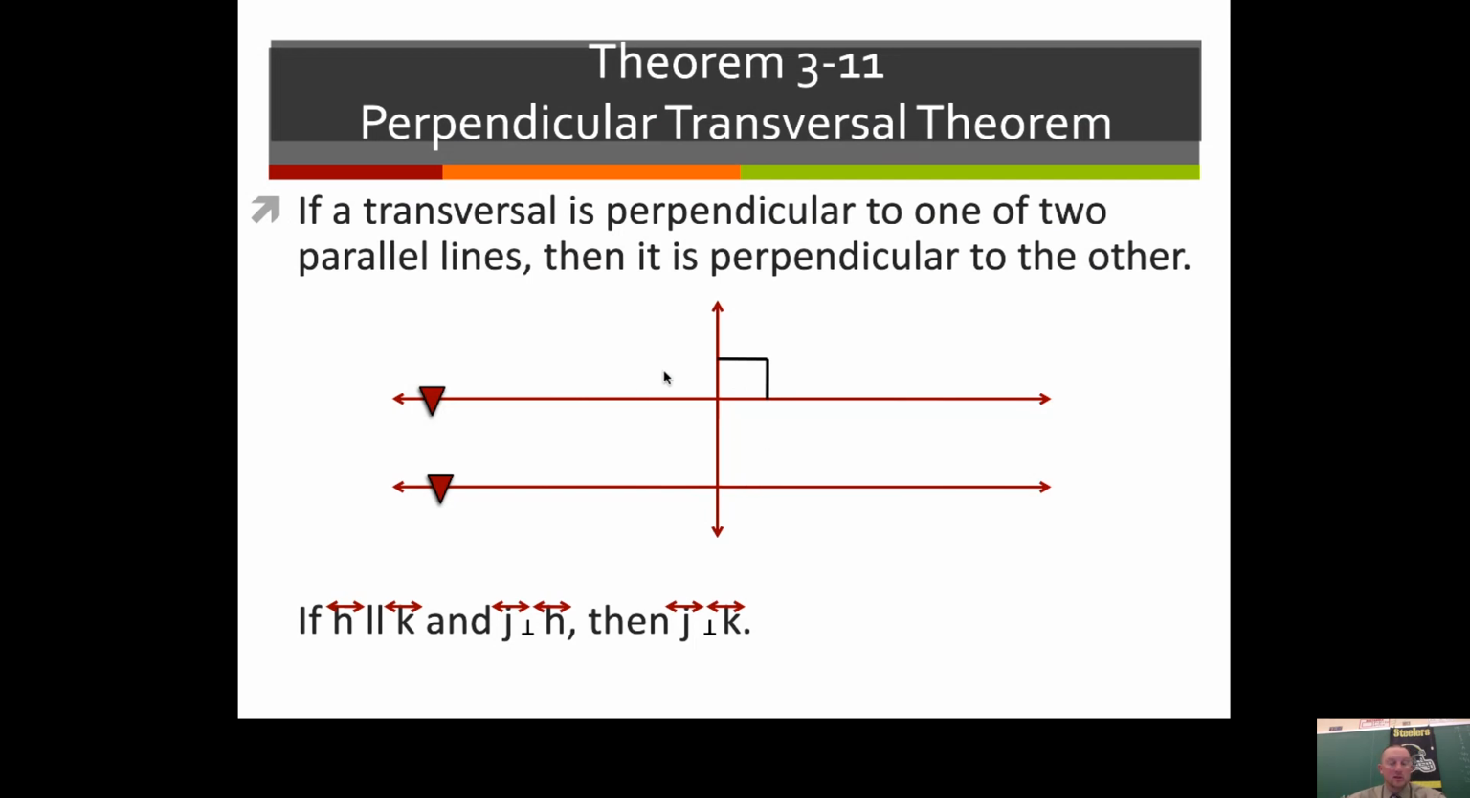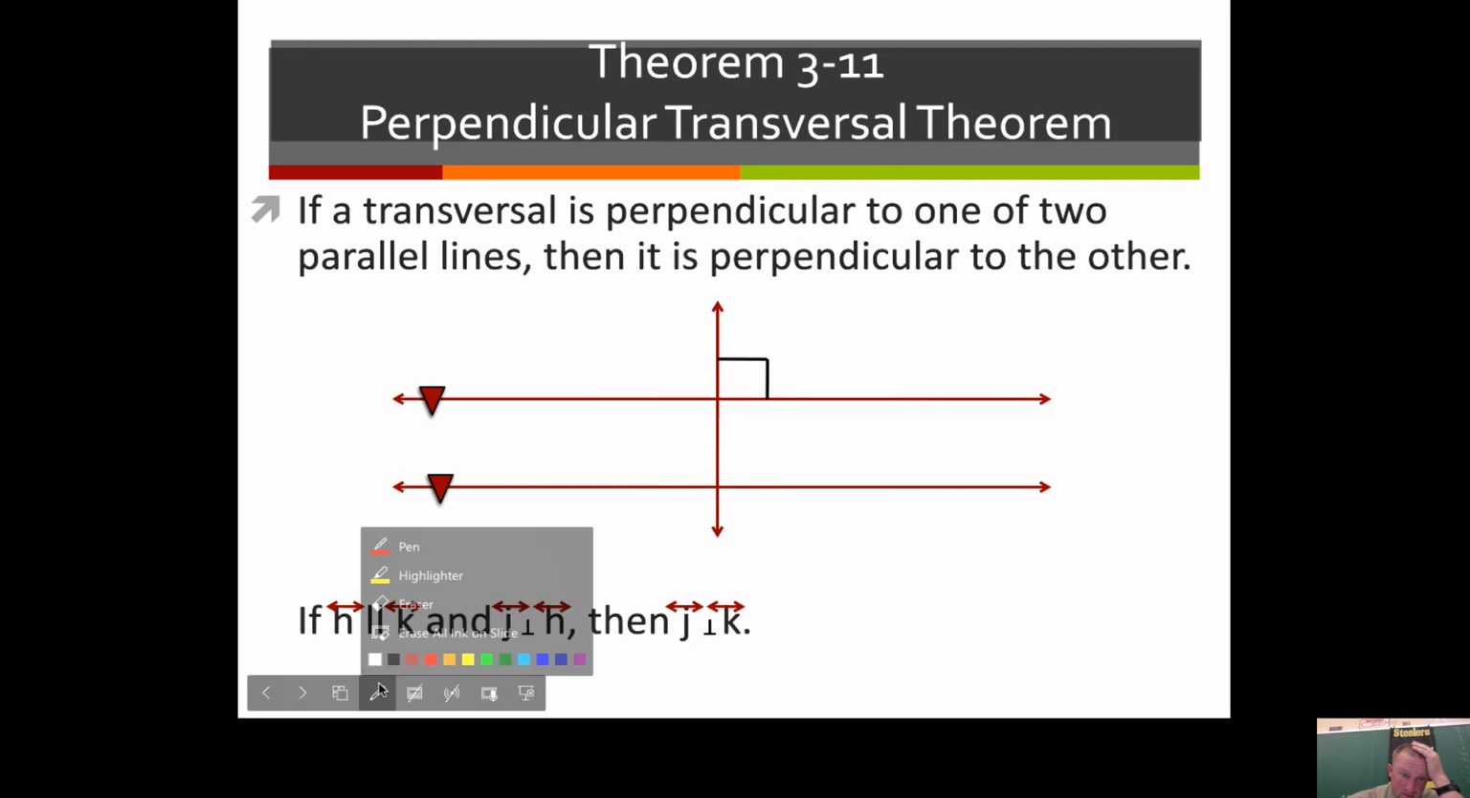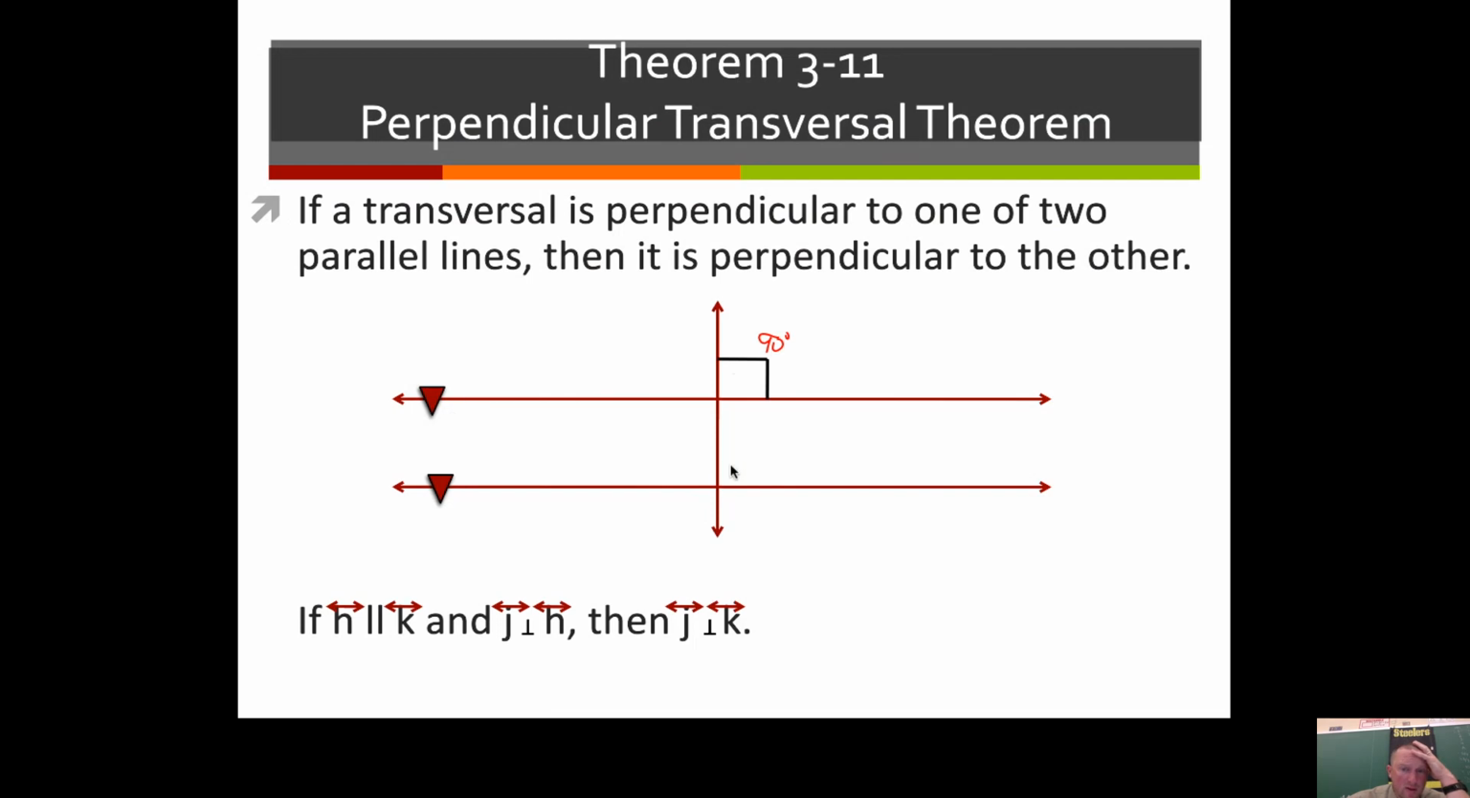Okay, well, let's talk about it. If these are perpendicular, that means that's 90. And if these lines are parallel, wouldn't this corresponding angle match this one? So it's also going to be 90. And if this angle is 90, what do you know about these two lines? They're perpendicular. So that would be a really simple proof of this theorem.